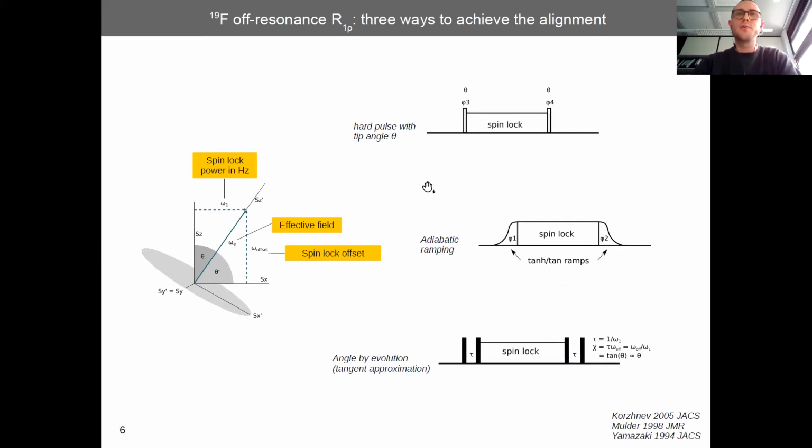There are essentially three ways to do that. You can use hard pulses with a tip angle theta, so then your pulse length depends on your spin lock offset and the spin lock field. Or you could do adiabatic ramping. The disadvantage of the adiabatic ramp is that these can be quite long, and during the ramp you already have relaxation losses. A third method is what I would call angle by evolution. You do two pulses spaced by a time tau, and you use the evolution of magnetization itself to get approximately to theta, but this only works for a certain range of theta. I think the best method here is to use the hard pulses with the tilt angle theta.